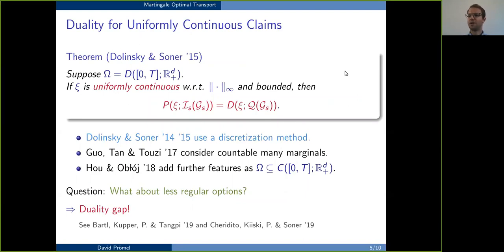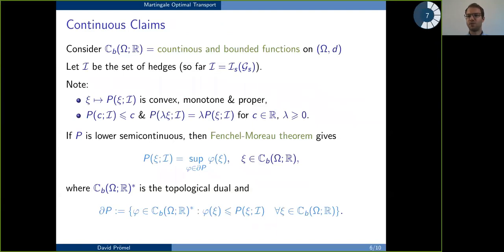But the question I would like to ask today is what happens if we consider less regular options? And unfortunately, with the definition of super-hedging prices we just have seen, there is no duality. So let us understand what we have to change in order to restore the duality. So let's consider continuous options, so not necessarily uniformly continuous options.